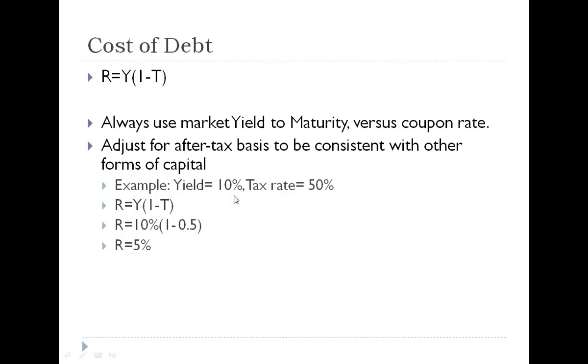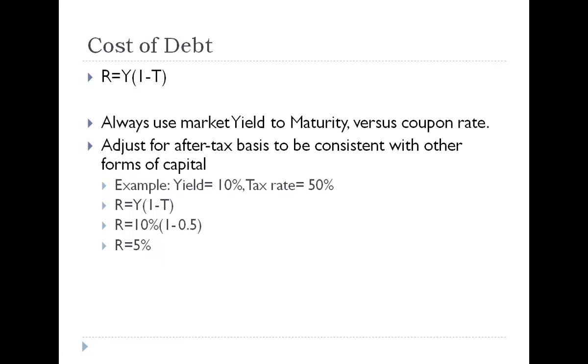In this example, we have a yield of 10% and a tax rate of 50%. So we'd multiply the yield of 10% times 1 minus the tax rate, or times 0.5, and we come up with an after-tax cost of the bonds in our company as being 5%.